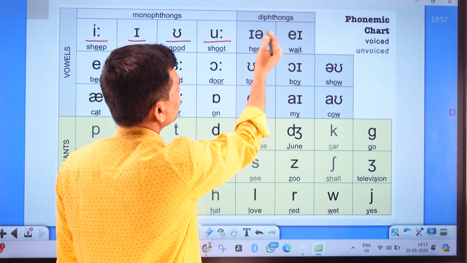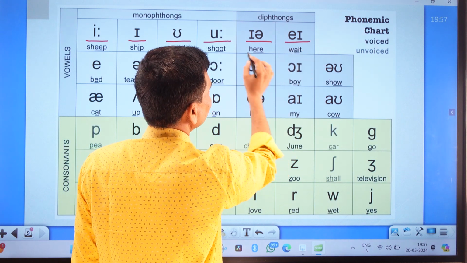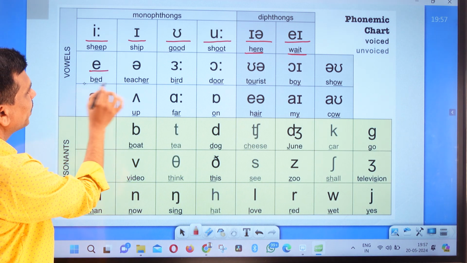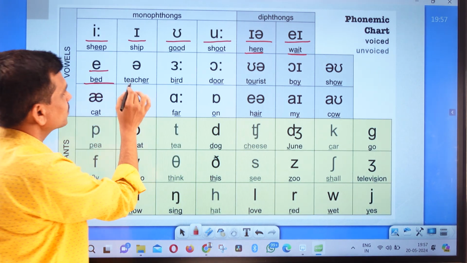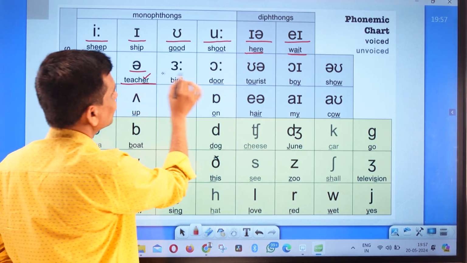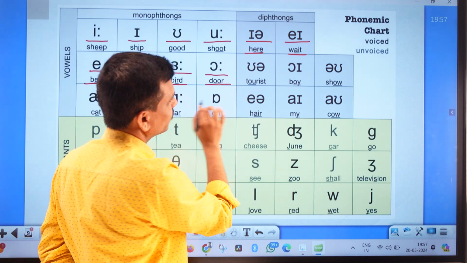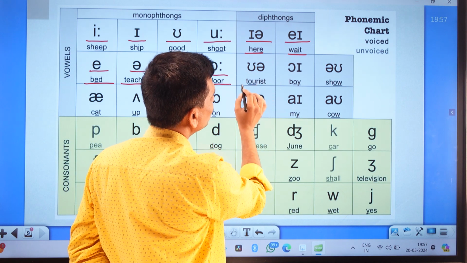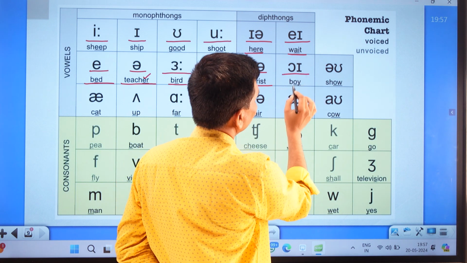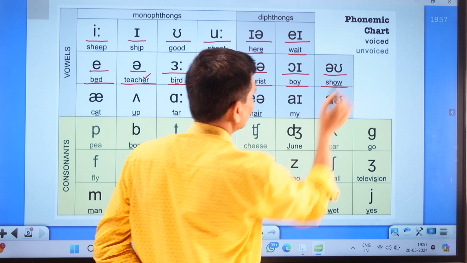Then we have diphthongs here, E, A, then A, E, wait. Then we have A sound, as in bed. Then we have A sound, teacher. Here we can consider it as A sound. Long A, bird. Then we have long A, door. Then we have U, A, tourist. Then we have A, E, boy. Then we have A, U, show. So you can understand it.